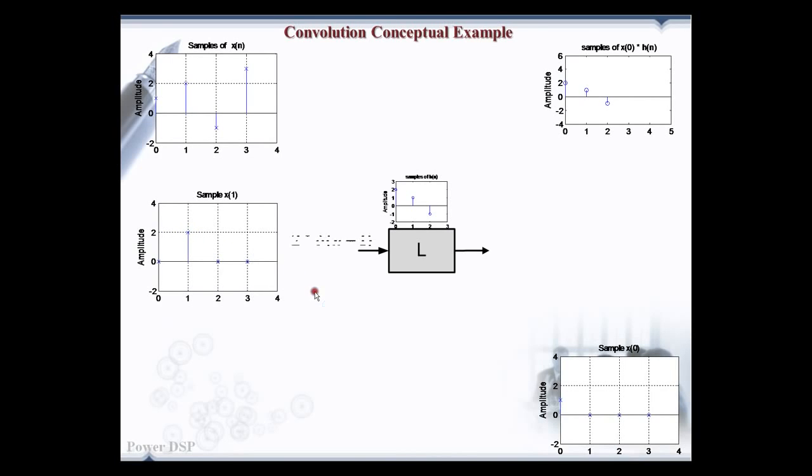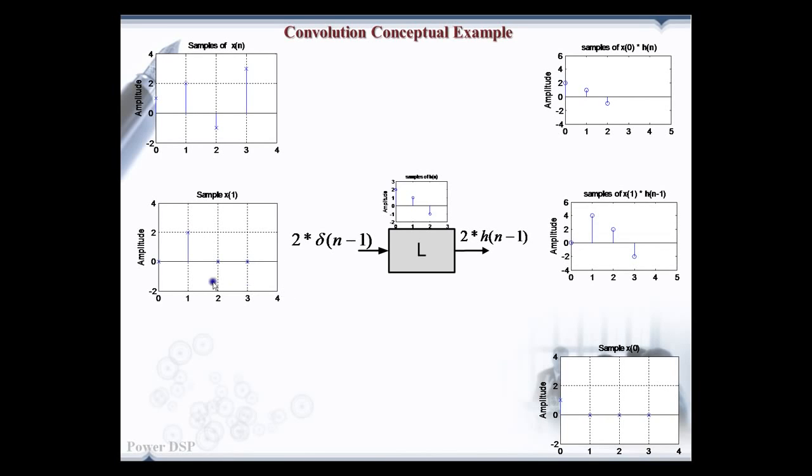This sample is shifted one time unit from the origin. So we represent this sample in terms of shifted and scaled version of the impulse, 2 del n minus 1. The same amount of shifting and scaling must appear at the output if the system is linear. Hence, the output is 2h of n minus 1. h of n, that is the impulse response, is multiplied by 2 and shifted by 1.